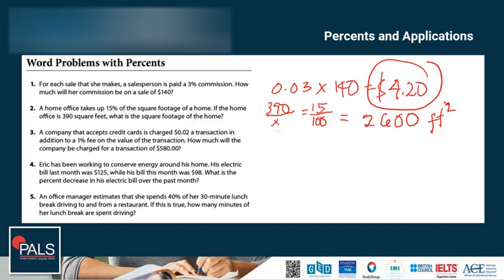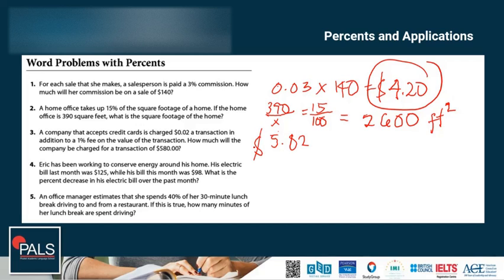Number 3, a company that accepts credit cards is charged $0.02 a transaction in addition to a 1% fee on the value of the transaction. How much will the company be charged for a transaction of $580? The answer is $5.82.